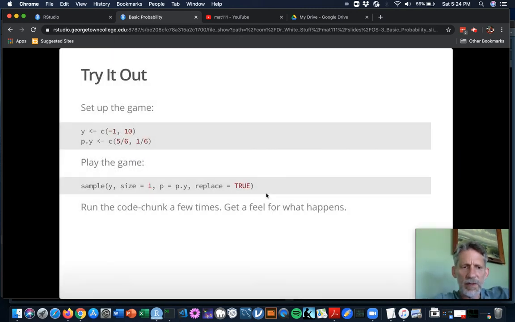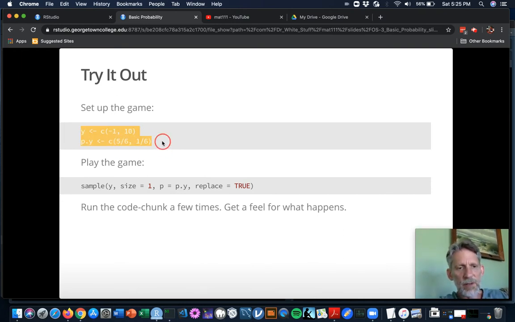So let's actually try this out ourselves. Let's set up that little dice game. We're going to stick together those two numbers, -1 and 10, using the c function, and call the result y. And we're going to stick together the two probabilities: 5/6 is the chance of getting -1, and 1/6 is the chance of getting the $10. Again, the c function sticks the two together, and the result's going to be called p.y. That's just short for probability of y in my mind.